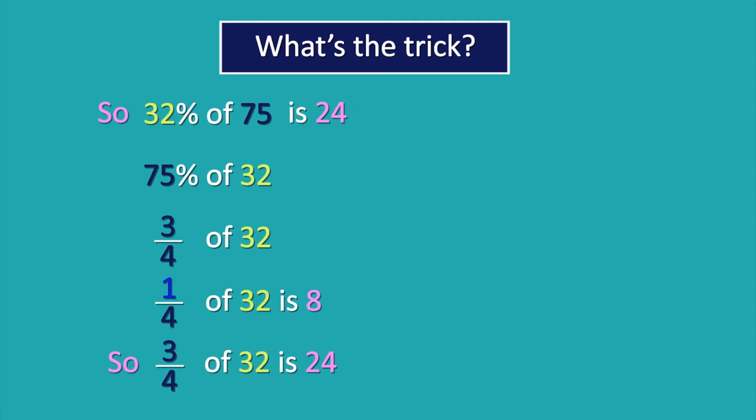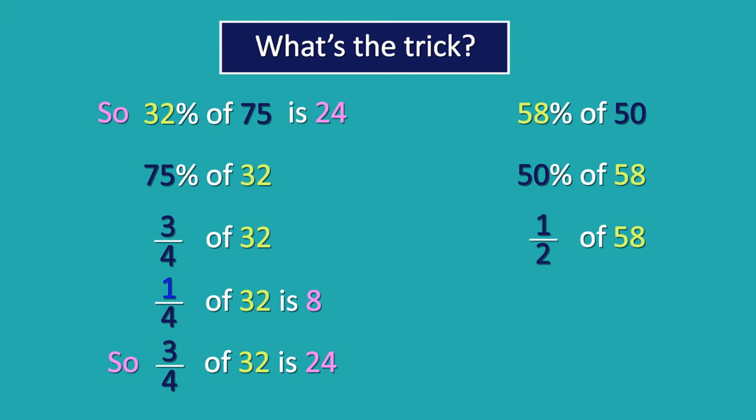Let me give you another quick example. Let's say I need to find 58% of 50. Well, using my trick again, 58% of 50 is the same as 50% of 58. 50% is equal to a half, so I just need to find half of 58. 58 divided by 2 is 29. So 1/2 of 58 is 29. Again, I've made this much easier for myself by using this trick.